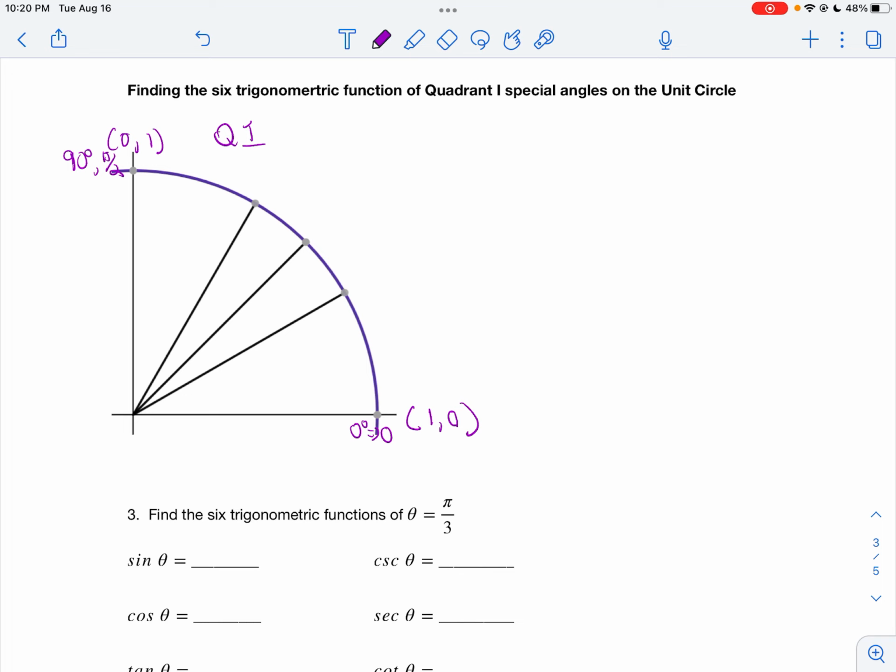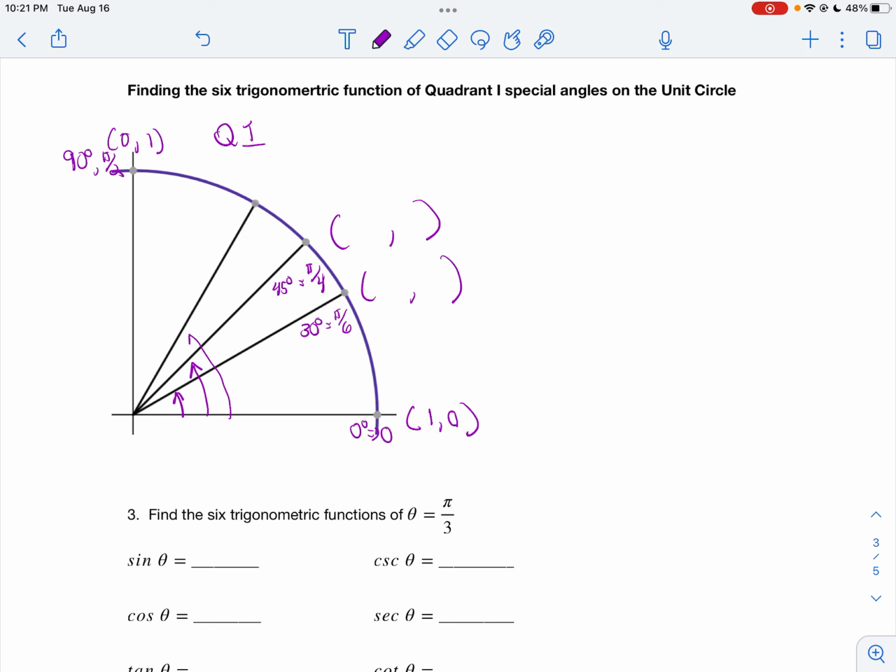All right, so the next special angles are coming from the two special right triangles, the 30-60-90 and the 45-45-90. So we have an angle that is 30 degrees or pi over 6. It has a corresponding special ordered pair, and then we have the angle that is 45 degrees or pi over 4.